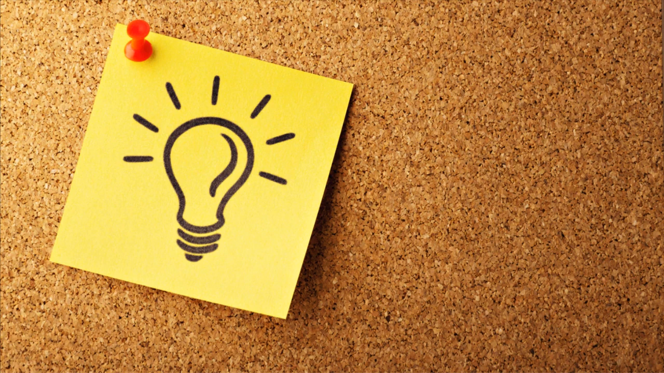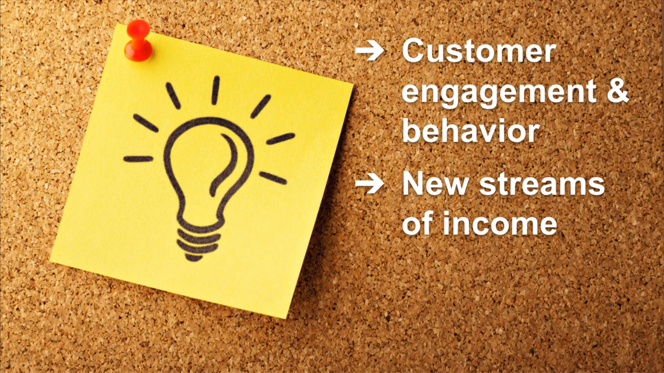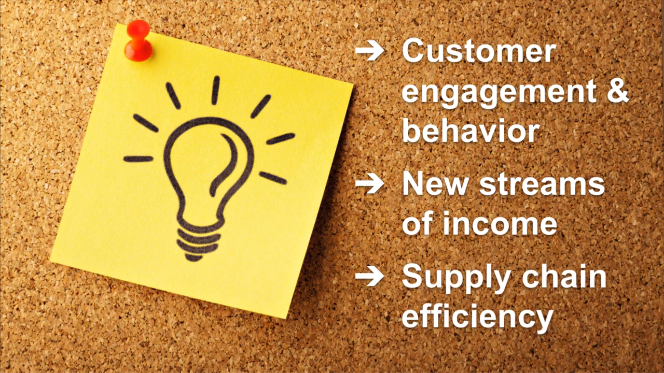There are 3 areas that we want to focus on. First is customer engagement and behavior. How are customers responding to our products? What are their patterns of behavior when they're in our store? We also want to focus on new streams of income. What other streams can we leverage to monetize our store's facility? And to remain competitive, we also want supply chain efficiency. How can we better monitor and maintain our stock of food to save money on spoiled inventory that doesn't sell? Let's see how leveraging big data can help us.